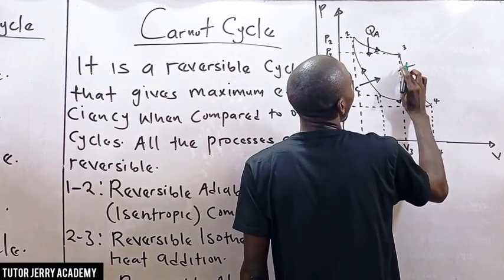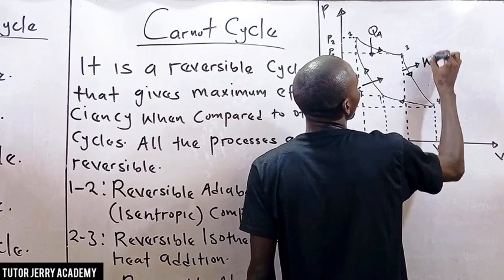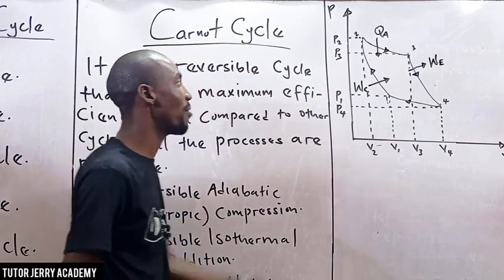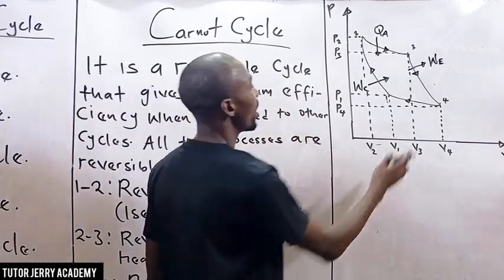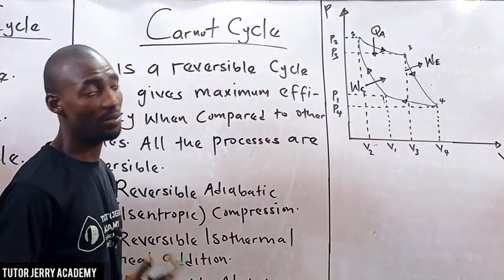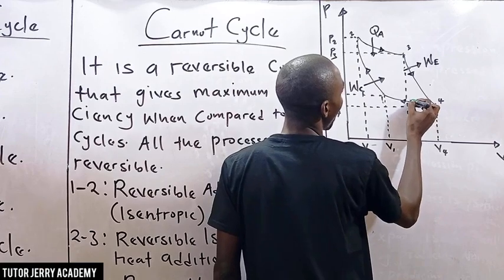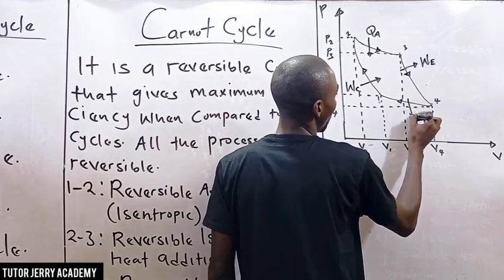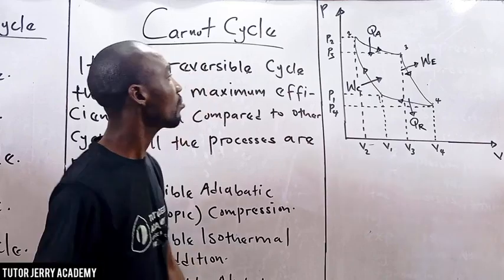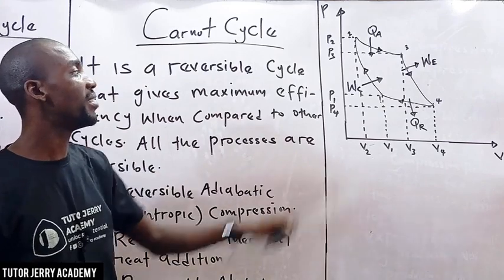So the arrow will be facing outside. This W, then we can say expansion. This is work done during expansion. So we have a work output. All right. So here, process 4 to 1, we have heat rejection. Heat is being rejected. All right. So here, put the arrow outside as well. It's going to be denoted by Q. So this is the diagram of Carnot cycle, that is the PV diagram.